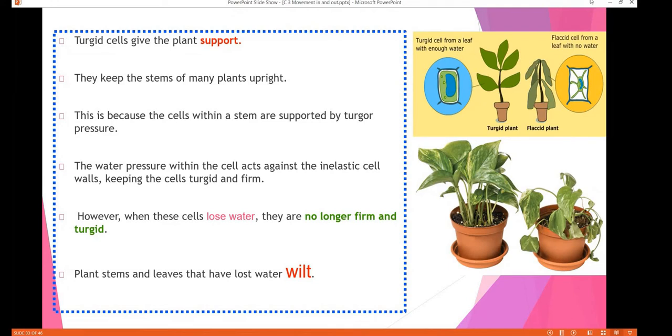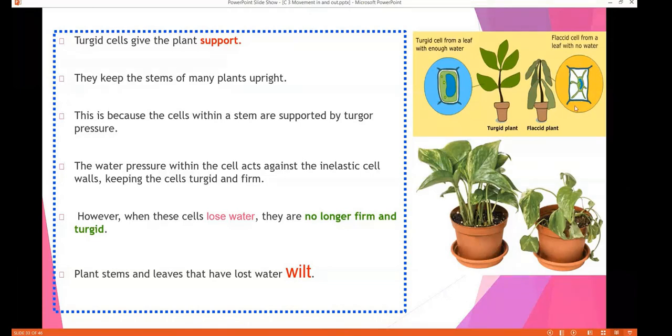So this is how the plant cell looks when the water diffuses from inside the plant cell to outside. The leaves have lost most of the moisture into the outside atmosphere. That is why they are looking wilted like this. So this is an example of a leaf with no water.